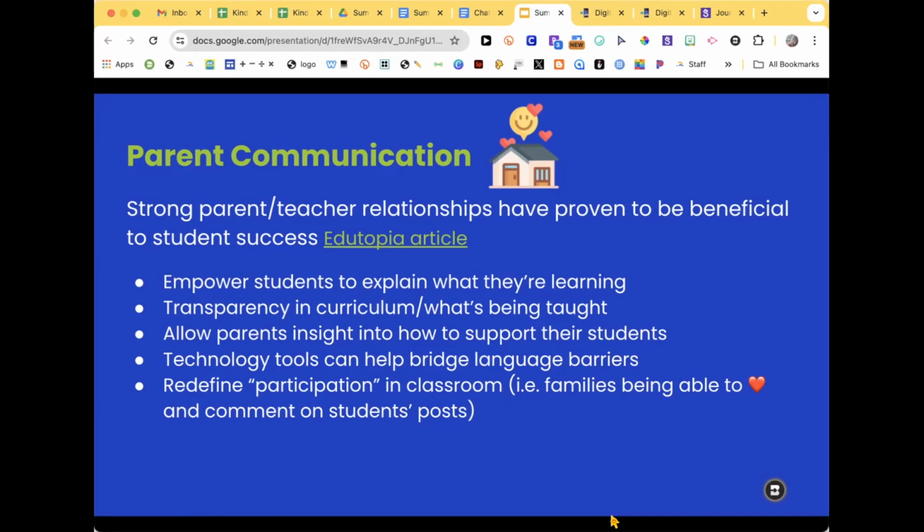And that participation piece in the classroom, I really like that families maybe can't come and volunteer physically or have those conversations, but to be able to like and comment on their students' posts and be involved in the classroom in that way, I think is really important.